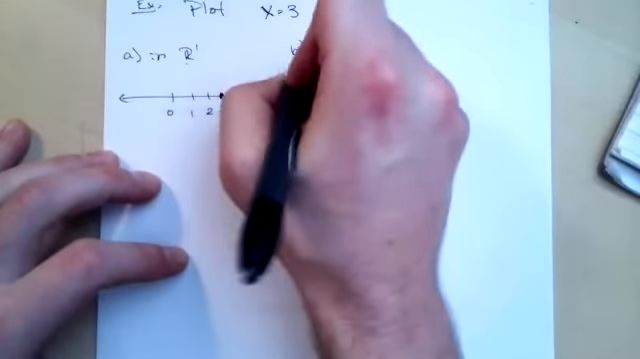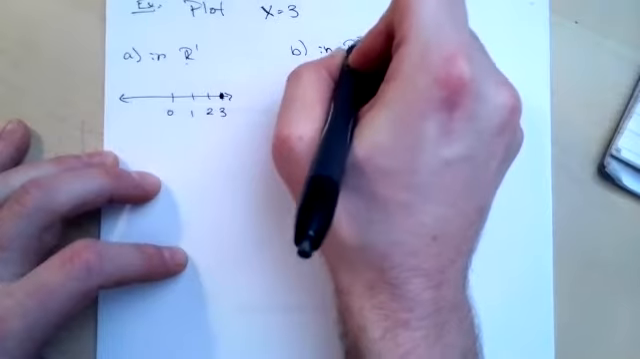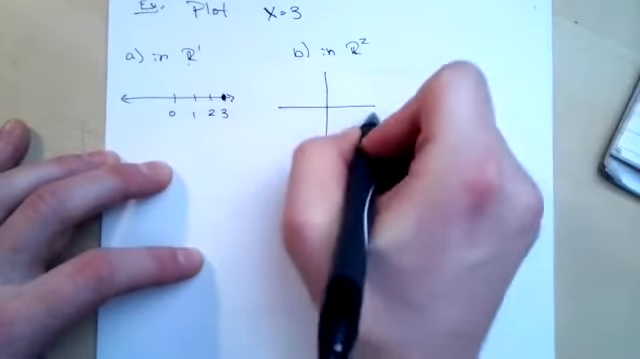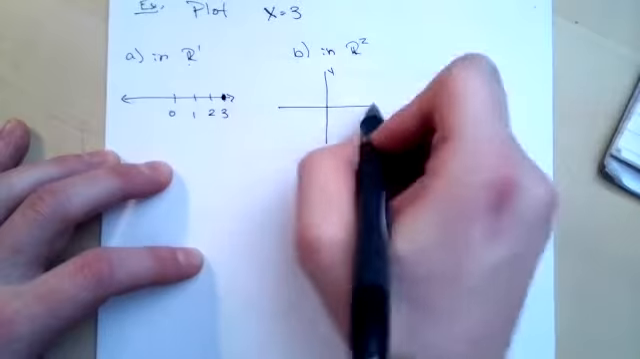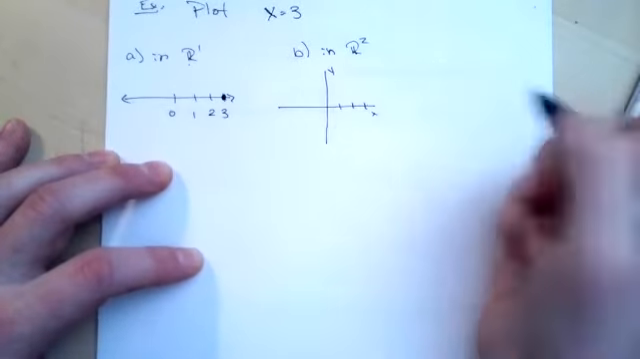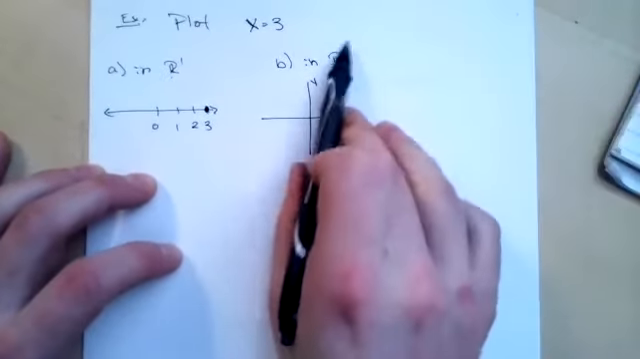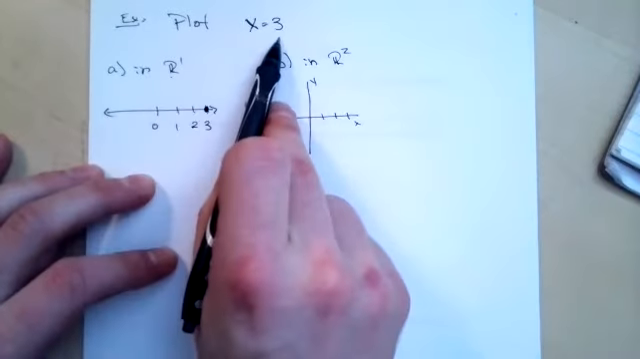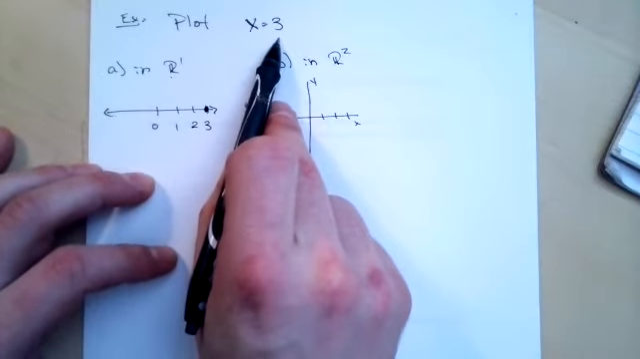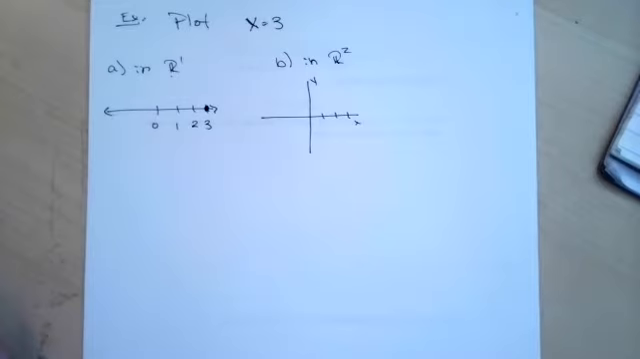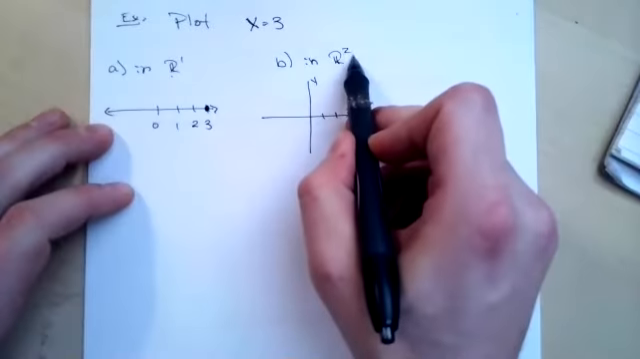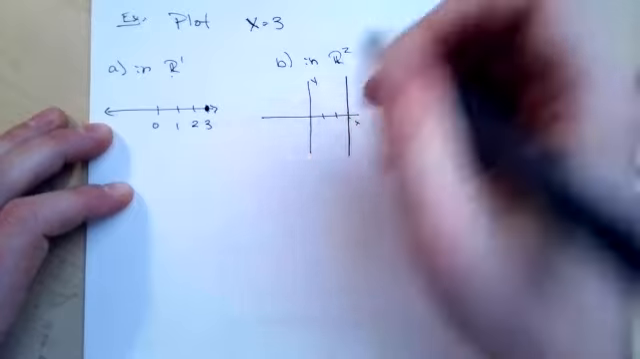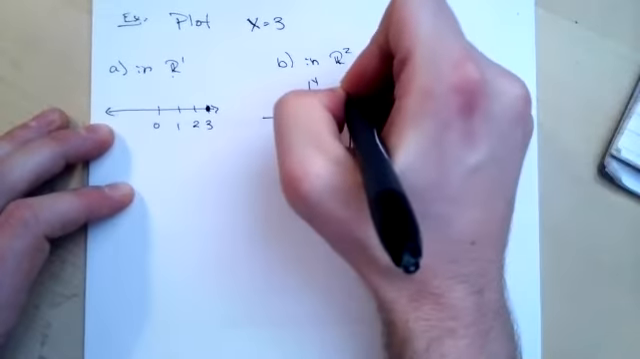Whereas in R2, well, now I have two variables. We've got x and y. And so we are in R2 with one constraint. Again, a codimension one object means the dimension of the object is going to be 1. And so we will get a line at x equals 3.